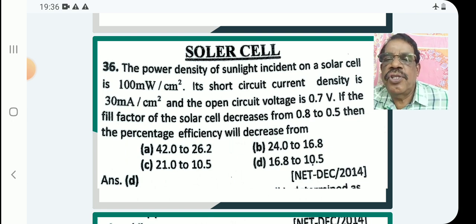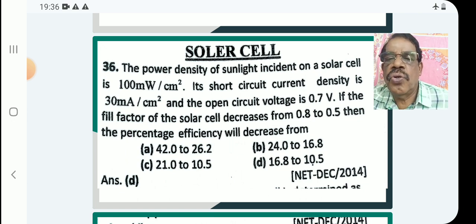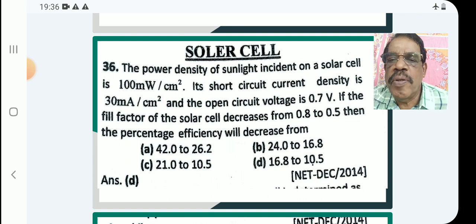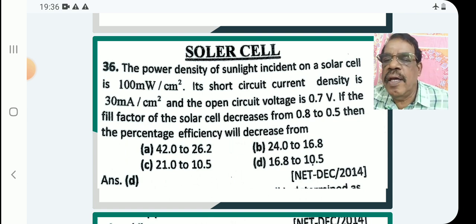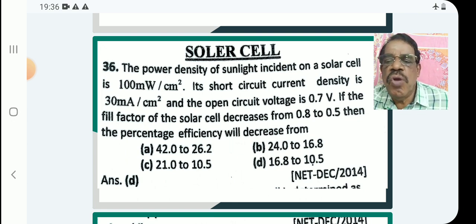The power density of sunlight incident on a solar cell is 10 milliwatt per centimeter square. Its short circuit current density is 30 milliampere per centimeter square, and the open circuit voltage is 0.7 volt. If the fill factor of the solar cell decreases from 0.8 to 0.5, then the percentage efficiency will decrease from.